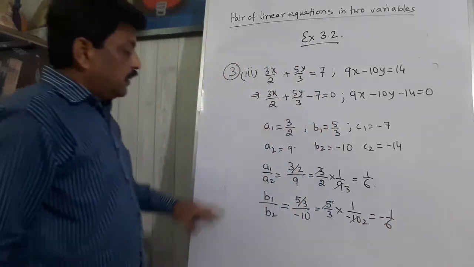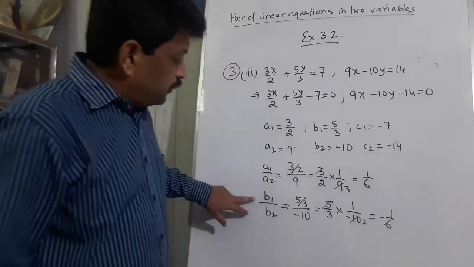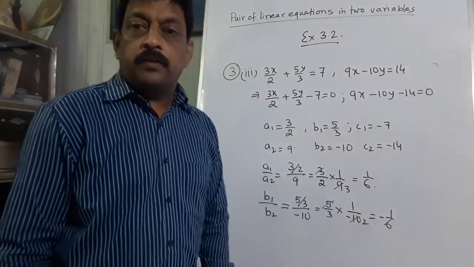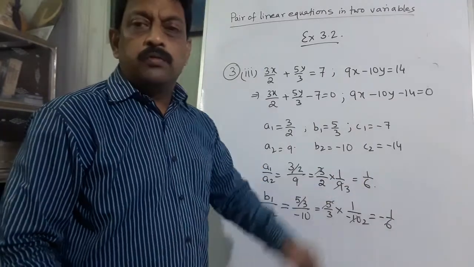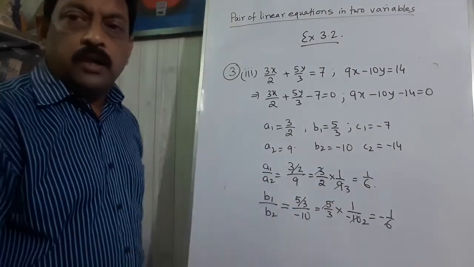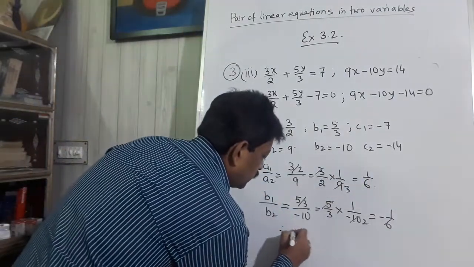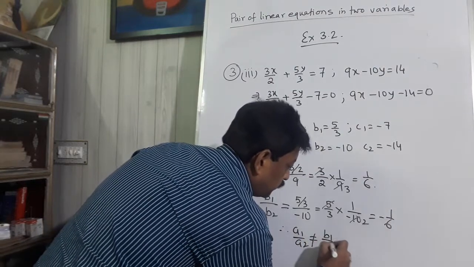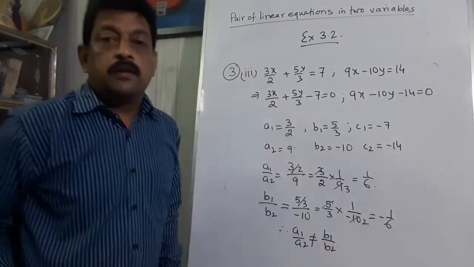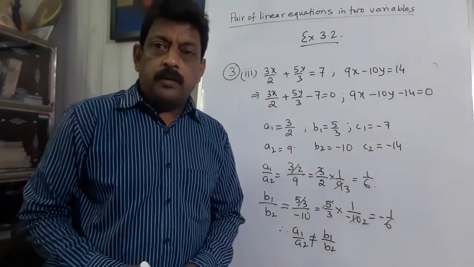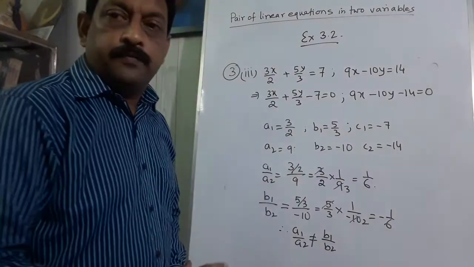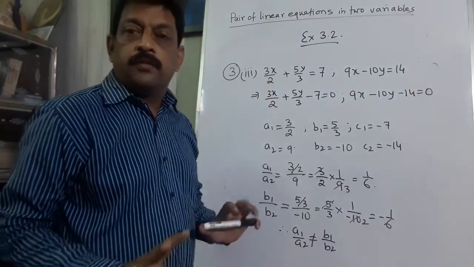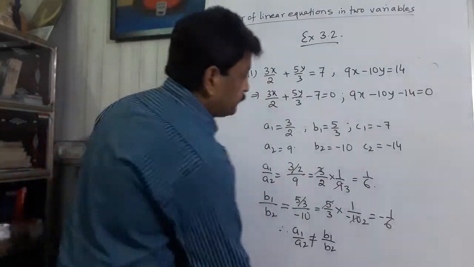Now see here, a1 by a2 and b1 by b2 are not equal. One is positive and one is negative. They are not equal. So we don't have to do c1 by c2, because we know the answer. Therefore a1 by a2 is not equal to b1 by b2. Hence the lines are intersecting and having one solution. Understood? And the equations are consistent. Hope you have got it.